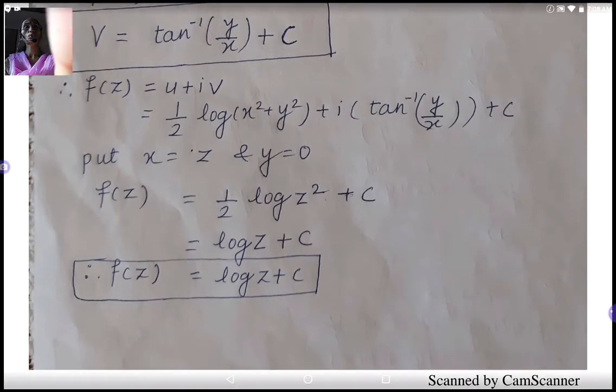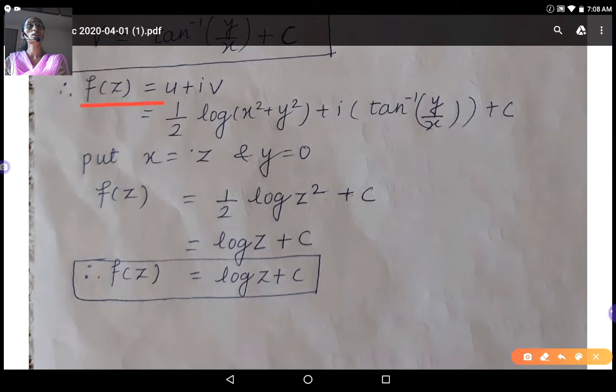It was to find f of z. f of z, you know, is u plus iv. Let us put the value of u. u's value is 1 by 2 log of (x square plus y square), as provided, plus i into, you found the next value, that is i into tan inverse of y by x, plus c. And the question was to find f of z in terms of z. So which method are you going to apply? That is the Milne-Thomson method. In the Milne-Thomson method, put x is equal to z and y is equal to 0.